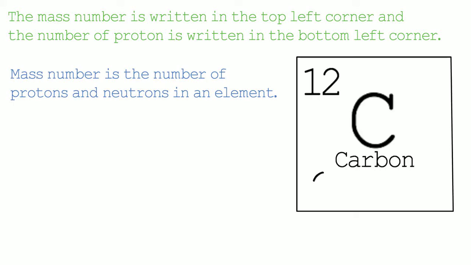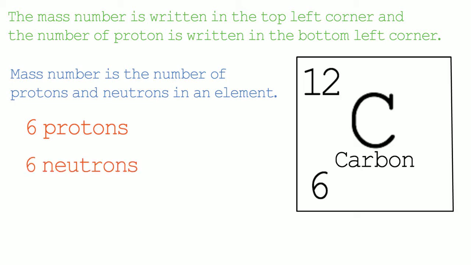We've got the mass number, which is 12, and this is in the top left-hand corner, and we have the proton number, which is 6, and this is written in the bottom left-hand corner. So this tells us that carbon has 6 protons. To find out the number of neutrons that it has, we do the mass number minus the number of protons. So we do 12 minus 6, and this tells us that carbon has 6 neutrons.